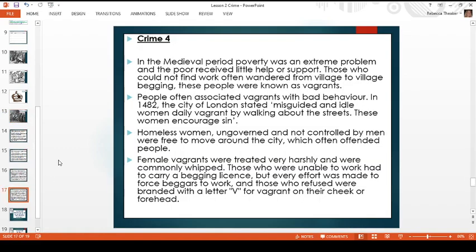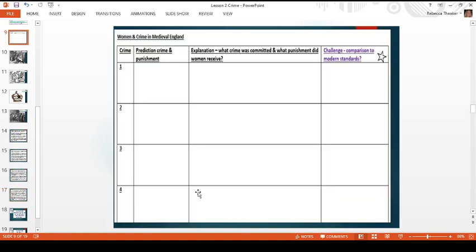Those who were unable to work had to carry a begging licence, but every effort was made to force beggars to work, and those who refused were branded with the letter V for vagrant on their cheek or forehead. To brand is where you use a metal, shaped into a V, like a hot poker. You would make it red hot and burn their skin so it would leave a scar forever. So again, last one.